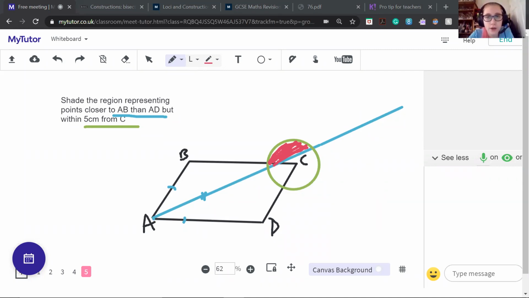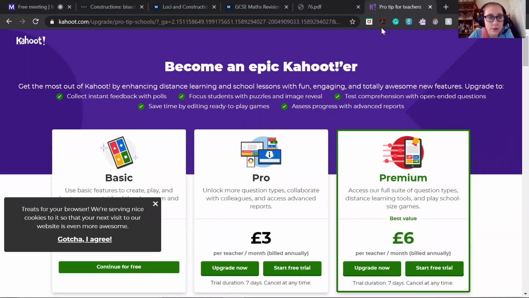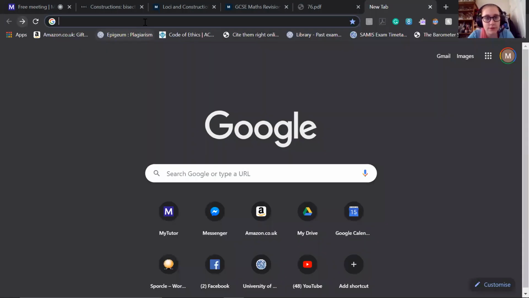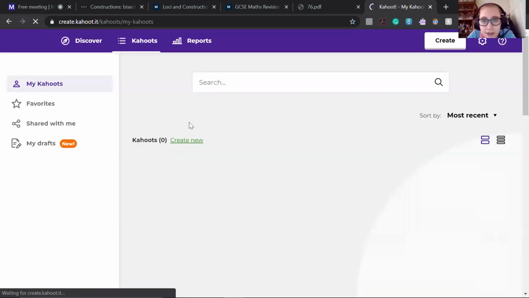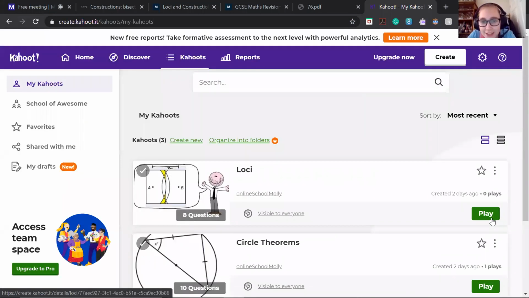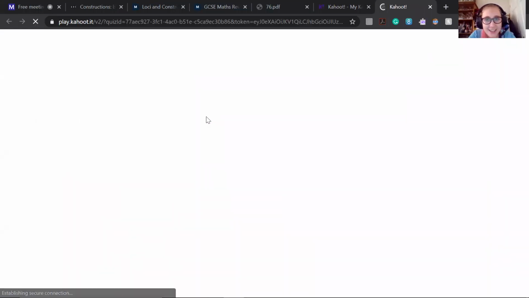So, fingers crossed. Oh, I had it all ready and everything, and it's gone off the page of my Kahoots. Here we go, Loci. So all of these are, because I got them from a different teacher, they've all got a little cartoon of him on them. Okay.